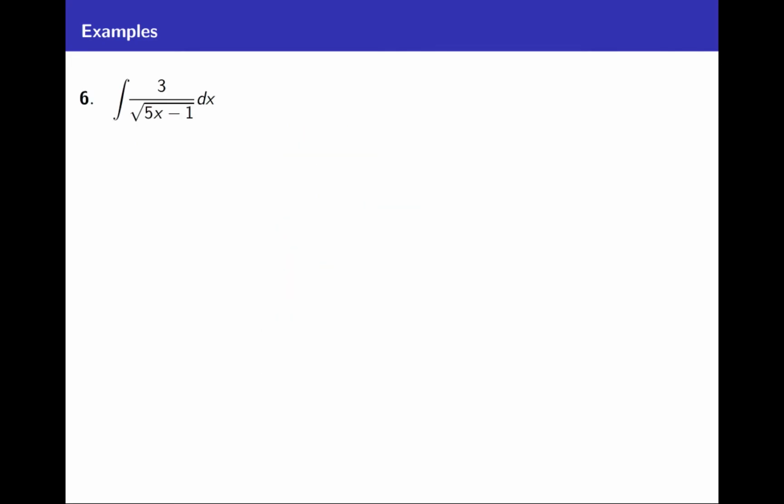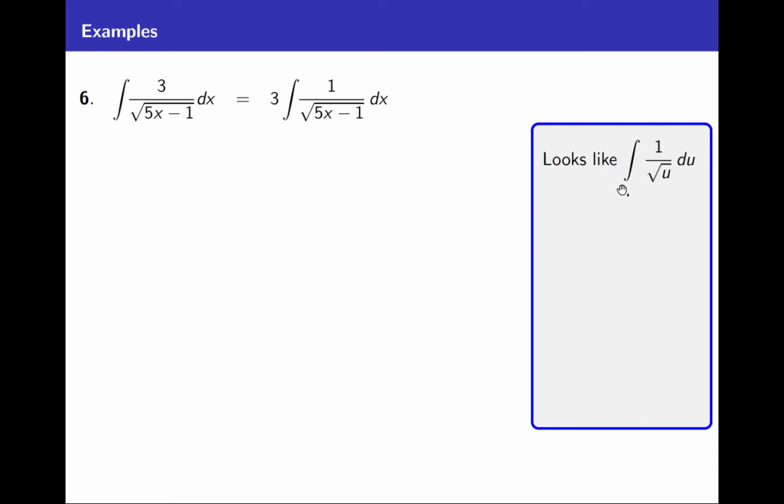Here's another example. The integral of 3 over the square root of 5x minus 1. Let's factor out that 3 at the top because it doesn't really seem to be doing anything for us. We get 3 times the integral of 1 over the square root of 5x minus 1 dx. And that looks something like the integral of 1 over the square root of u du, which you could integrate because that 1 over square root of u is u to the power of negative 1/2. You could use the power rule for integration there.